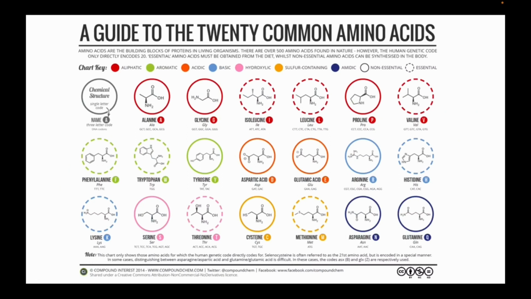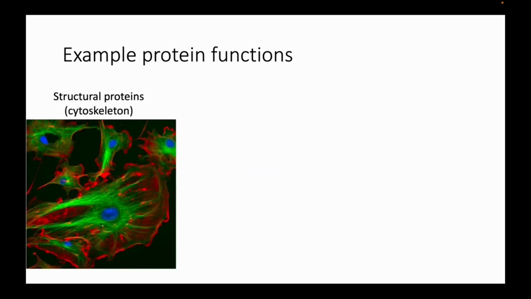There are 20 amino acids. We are going to go into these in more detail, and you've probably seen these before, so I'm not going to spend too much time on them now, but just know that there's 20, and eventually we're going to be spending a lot of time looking at the structure and chemical properties of these 20 amino acids.